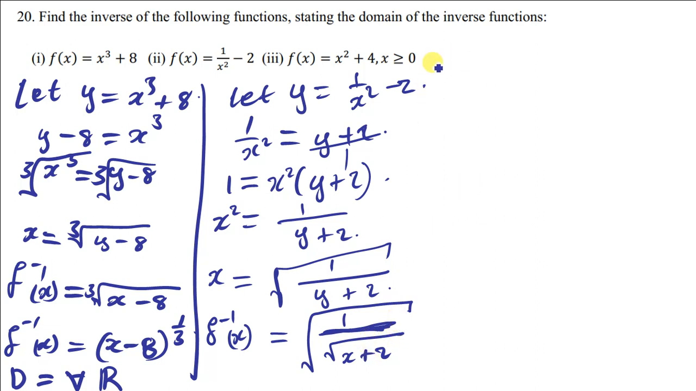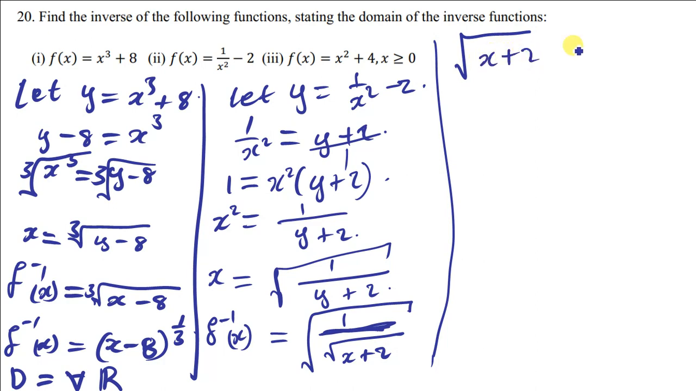So to find the domain of this function, first of all, we're going to equate the root of x plus 2 to 0. When you equate this to 0, we're going to have x plus 2 is equal to 0. So when you take this to the other side of the equal sign, we're going to have x is equal to negative 2.